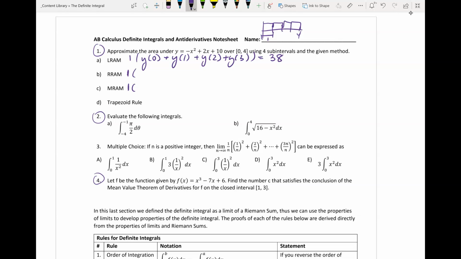Now for the right Riemann sum, very similar, but in this case we start at x equals 1 and find the y value there, because we're looking at the interval between 0 and 1, and the right value is this one here. Then between 1 and 2, our right value is here. So we're going to calculate y of 1, y of 2, y of 3, and y of 4. This will give you 30.